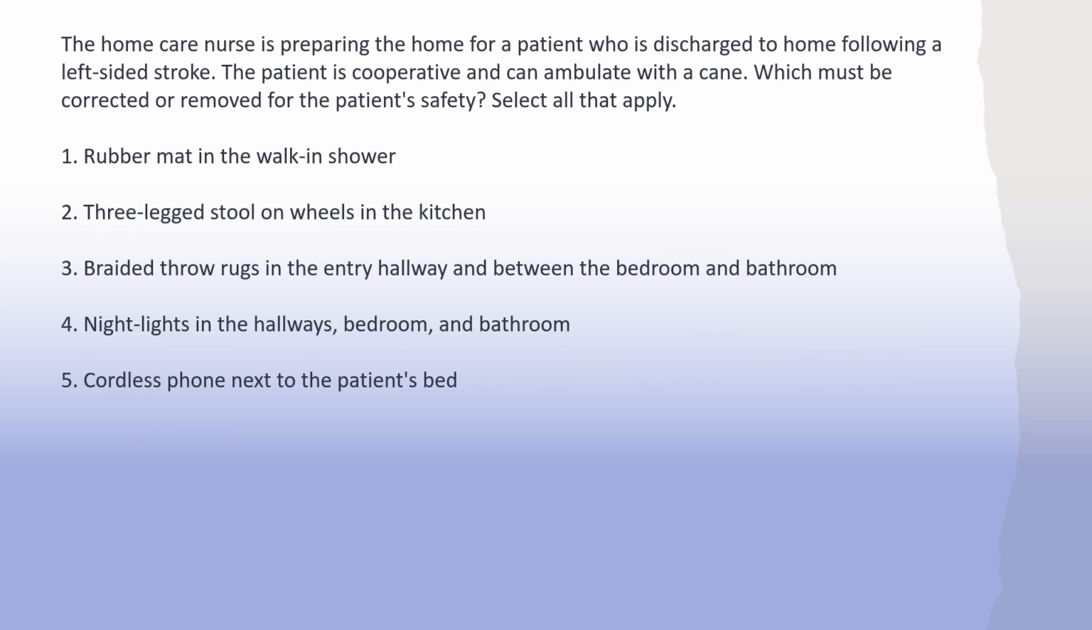The home care nurse is preparing the home for a patient who is discharged to home following a left-sided stroke. The patient is cooperative and can ambulate with a cane. Which items must be corrected or removed for the patient's safety? Select all that apply. 1. Rubber mat in the walk-in shower. 2. Three-legged stool on wheels in the kitchen. 3. Braided throw rugs in the entry hallway and between the bedroom and bathroom. 4. Night lights in the hallway, bedroom, and bathroom. 5. Cordless phone next to the patient's bed.